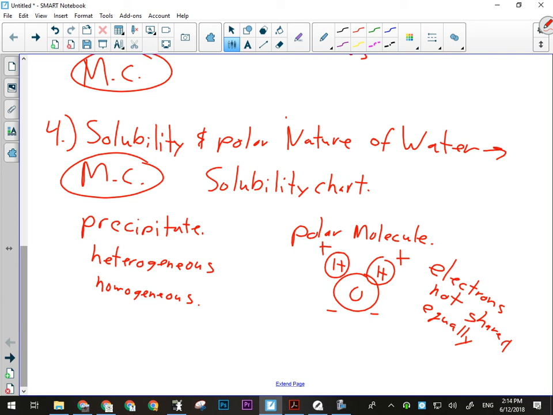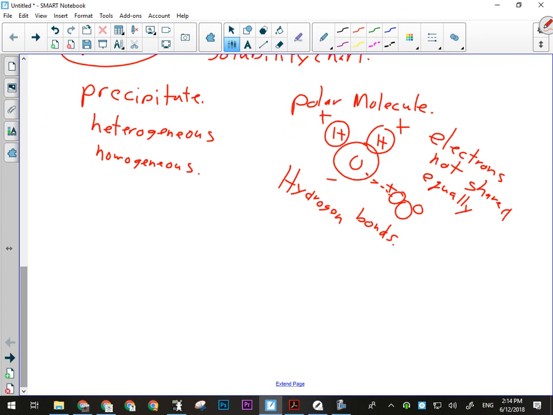What that can lead to is hydrogen bonds, which would be if another water molecule came by, it could form a weak bond with the oxygen atom on a neighboring molecule. Those bonds are not really strong. They break easily, but they reform easily, and they are responsible for some of those weird behaviors of water, like surface tension, cohesion, and adhesion.